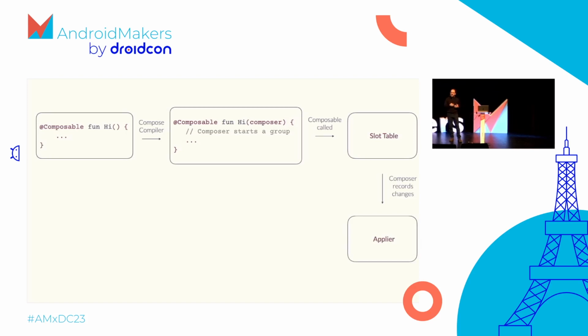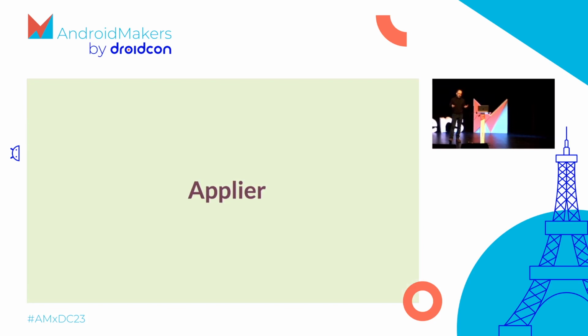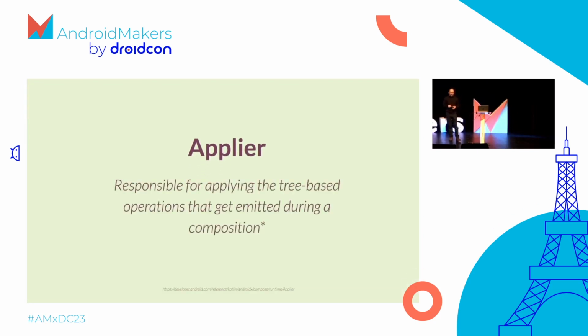So Composer, as I said before, is actually recording the changes. If it's the initial composition, of course, it's recording, or in a recomposition, diffing the changes and recording those changes, right? After recording those changes, it delegates those changes, which need to be applied, to something called Applier. Applier, then. What is an Applier? Applier is the one who is responsible for applying tree-based operations. Remember what I said? We actually have something called the compose node tree. So Applier is the one who knows how to inject or remove or move the nodes in that tree. So Composer is passing the changes, and Applier is simply applying them to the compose node tree.